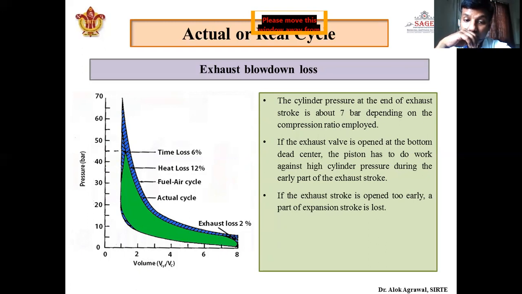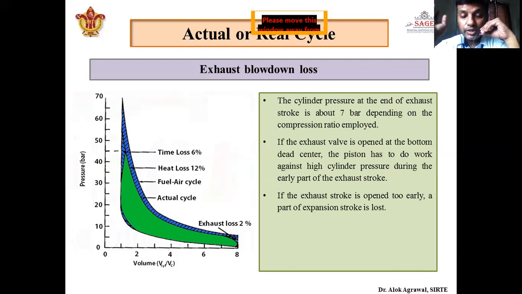But it has to be clear in mind that it should not open too early, otherwise it will have more impact on the work loss of the expansion stroke, and a lot of work will be lost. So it will be the optimization. Again, the optimization comes into play. It is not that you will open the exhaust valve much ahead of the end of the stroke. So it has to be optimized.